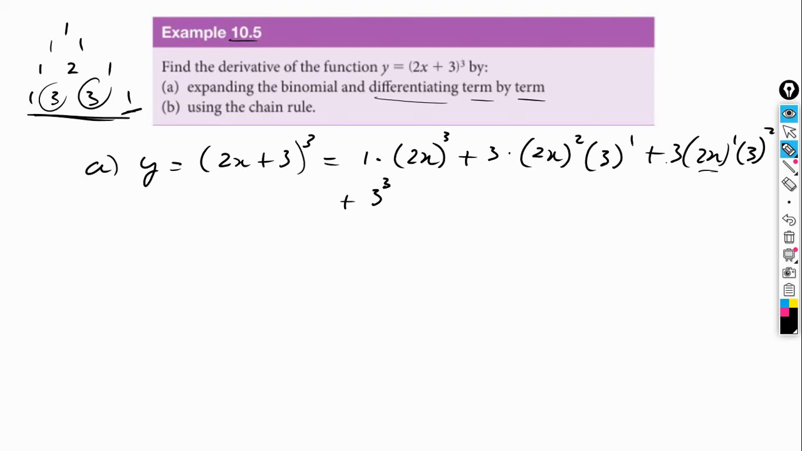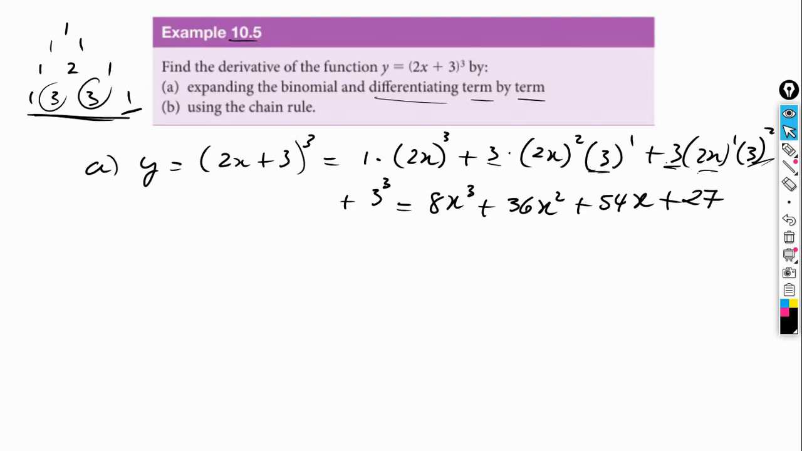Okay, then we expand this and simplify, and we're going to get that this is going to be equal to 1 times 8x to the 3, so 8x to the 3. Then here we're going to get 4 times 9, that's going to be 36x squared. And then here we're going to get 9 times 3 is 27, times 2, 54, so plus 54x. And then the final term is going to be 27.